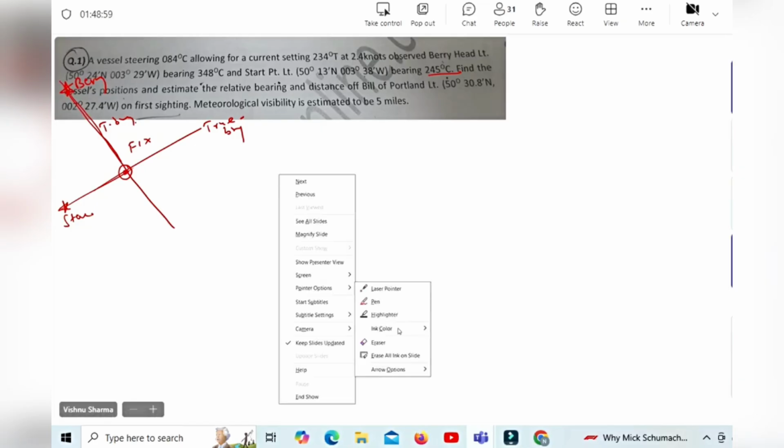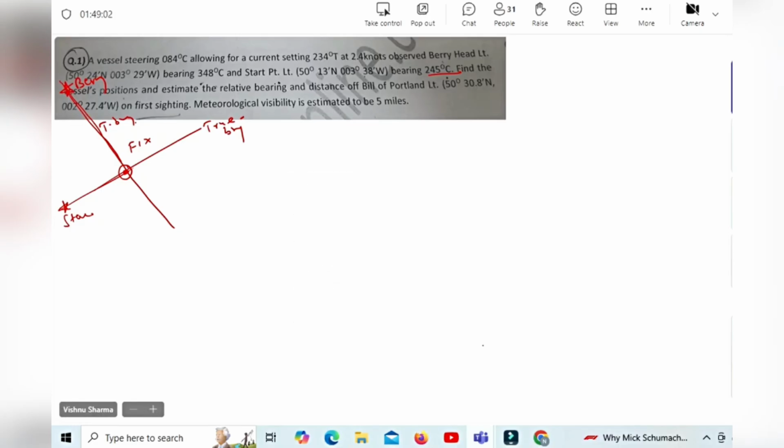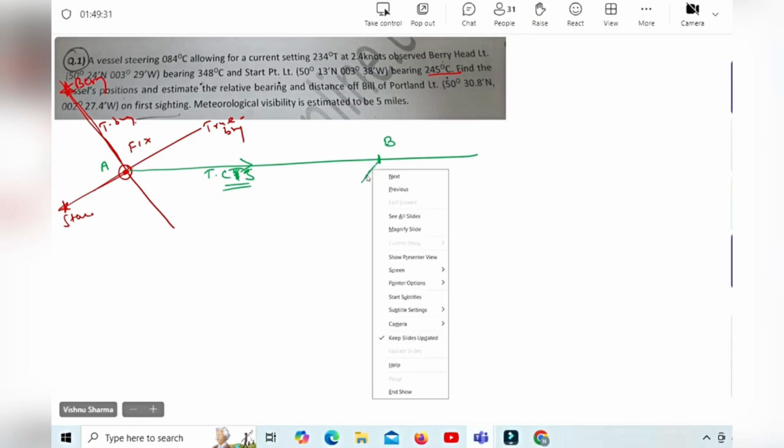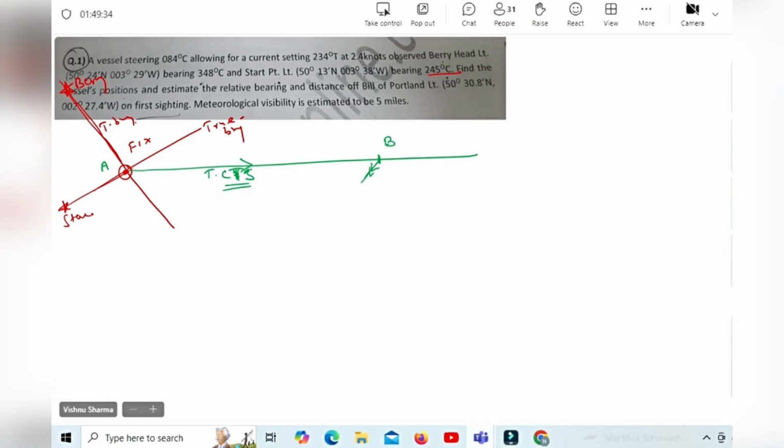From here, you will make one R vector triangle. CTS, whatever true CTS comes. Let us say the true CTS comes like this. This is true CTS, not the compass. Please don't get confused. On this, you will cut off engine distance for 1R. Let us say this is A. Then you will allow the current here, 234. The current is like this for 1R. And how many miles? 2.4 miles, and you'll get point C.